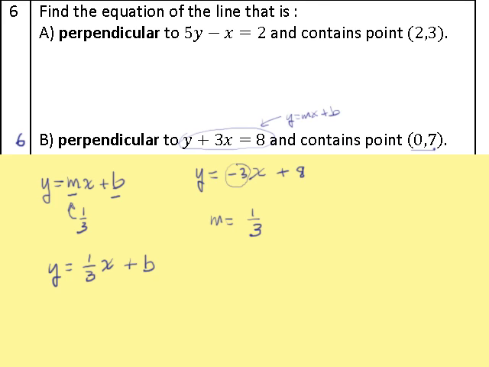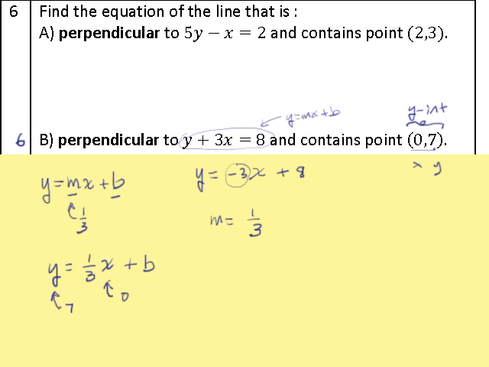And here we have that it contains (0, 7). Now you might notice that this happens to be the y-intercept. So b is 7. If you don't notice that, then just substitute in (0, 7) for x and y. So we would substitute a 0 for x and a 7 for y.